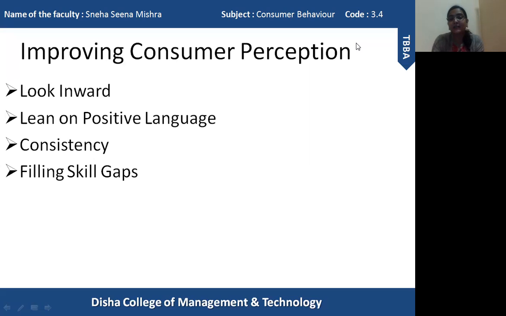Once they create a healthy relationship with the consumer, it will be easy for them to launch any kind of product and get the right kind of response, or we can say proper acceptance, from the consumer. Okay, so this is all about improving consumer perception. In the next session, I'm going to explain other aspects of perception and important aspects of perception.